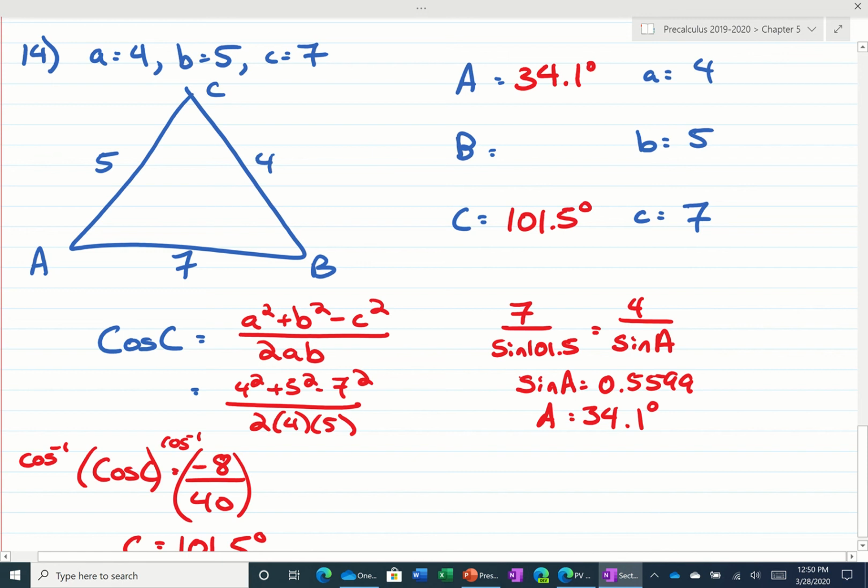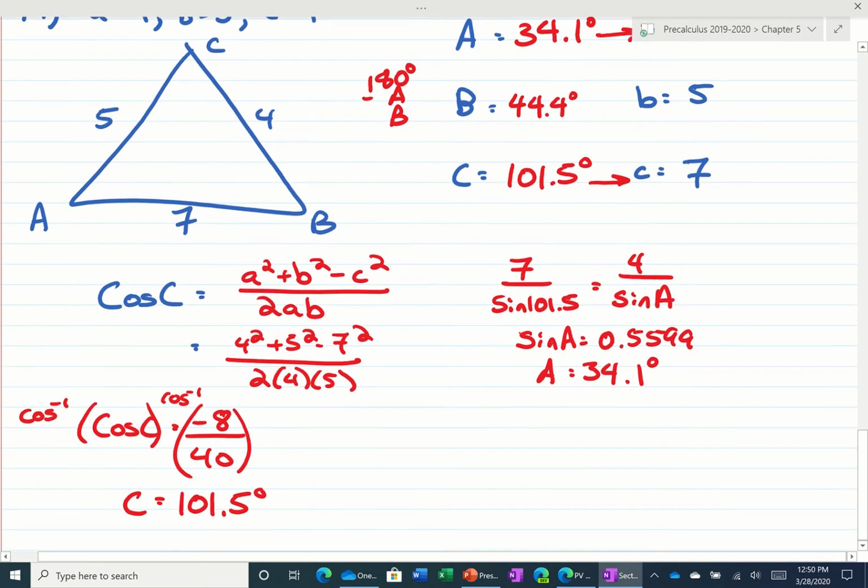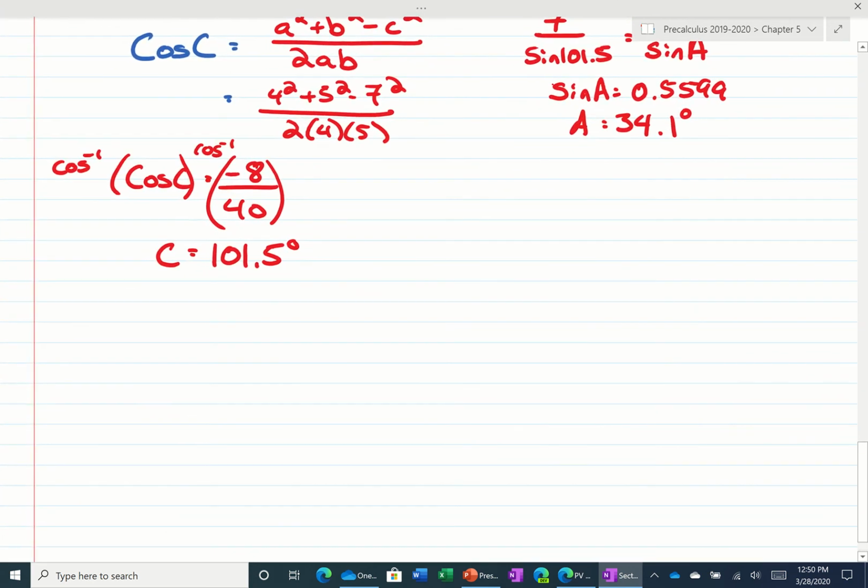And if A is 34.1, the way we get B is we do 180 minus angle A and angle C. 180 minus 34.1 minus 101.5 comes out to be 44.4. You always want to make sure your angles add up to 180. Largest angle, largest side, smallest angle, smallest side, so everything's fine here. Let's do one where it gives us an angle. So I'm taking a look at number 18.